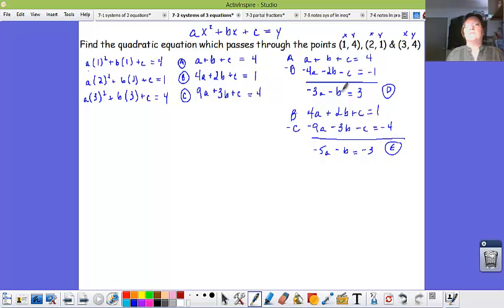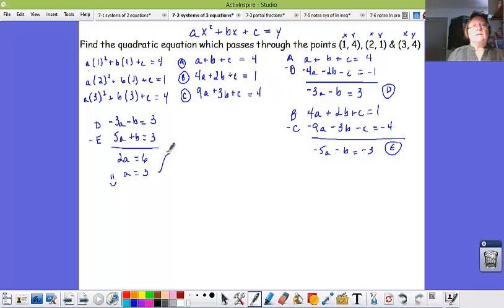And I need to get rid of a variable. Looks like b would be the easiest to get rid of. So let's do d with the opposite of e. D was negative 3a minus b equals 3. The opposite of the e equation, 5a plus b equals 3. 2a's will equal 6, and a equals 3. That sounds right. A is 3.